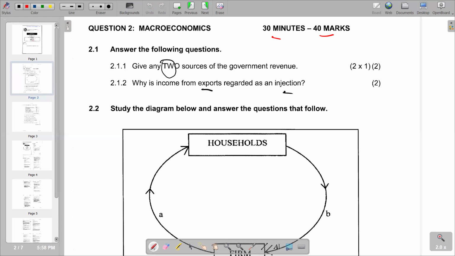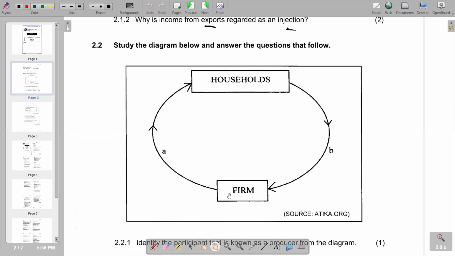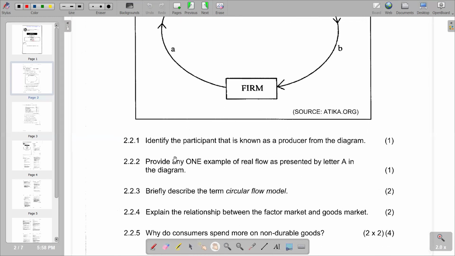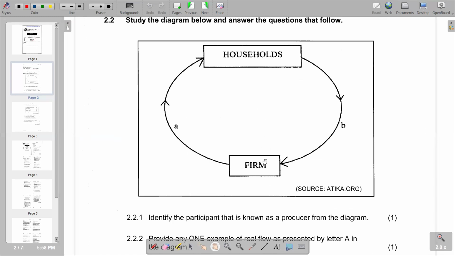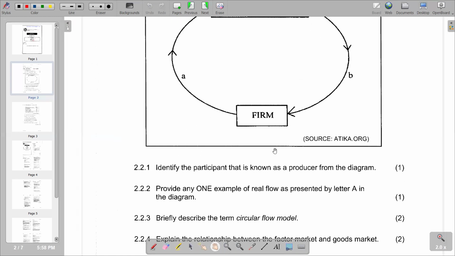We are seeing households, and then we are seeing also firms. So we're seeing the arrows that are from firms to households, and then they're going again from households to firms. But we are seeing that households and firms are participants in the circular flow. So basically, that's what we have according to the diagram given. Then beneath that, the first question reads, identify the participant that is known as a producer from the diagram. So we have got households and firms. So obviously, firms are the producers. So we are going to identify firms as the producers.